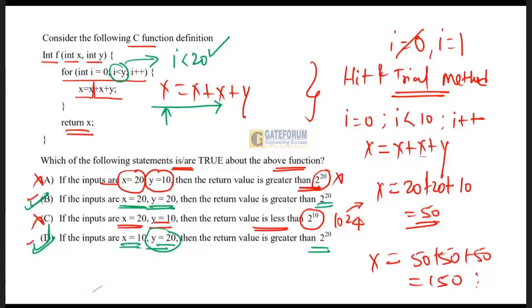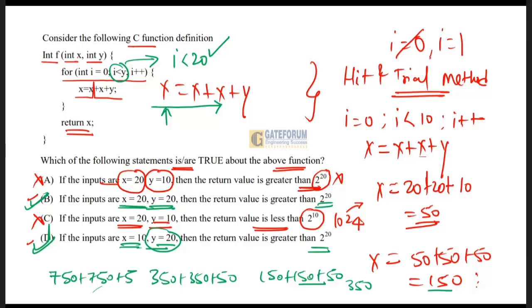One more hint I can give you, that you do not need to solve this particular problem in that sense. You only need to visualize the problem: after the first iteration 150, after the second iteration 150 plus 150 plus 50, that is 350. After the third iteration, 350 plus 350 plus 50, that is 850. After the fourth iteration, it would become, let's say, 750 plus 750 plus 50. So after the fifth iteration itself, the value crosses option C. After the fifth iteration, the value itself crosses 2 to the power 10, that is 1024, right or not?